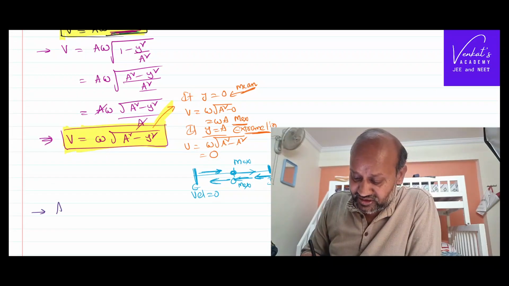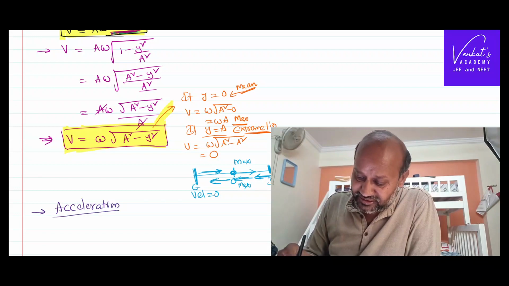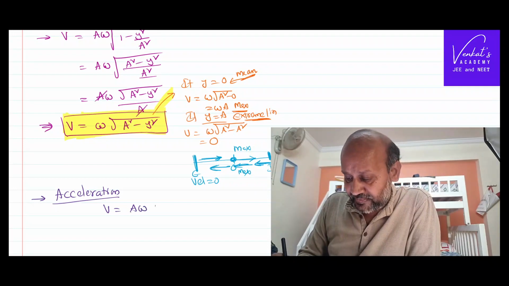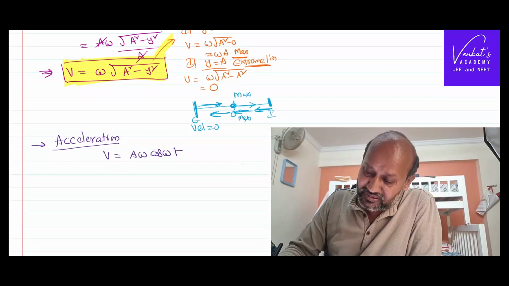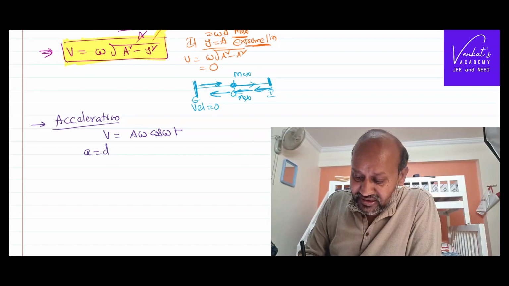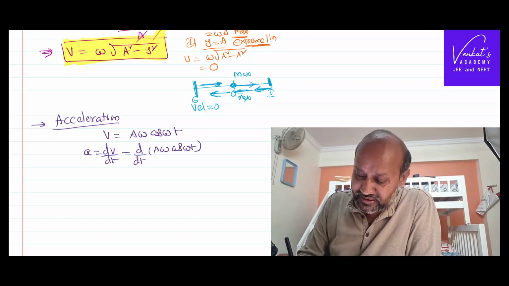So velocity is over. I want to derive an expression for the acceleration of a particle. The velocity equation we have just derived is a omega cos omega t. We want to find the expression for acceleration. We know acceleration is the rate of change of velocity. That's the definition of acceleration. That is d by dt of a omega cos omega t.